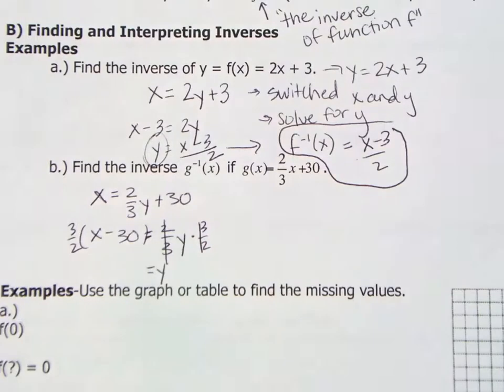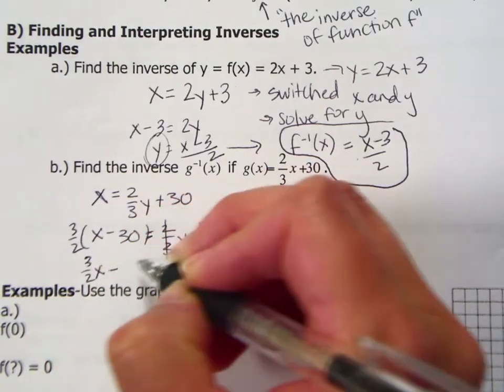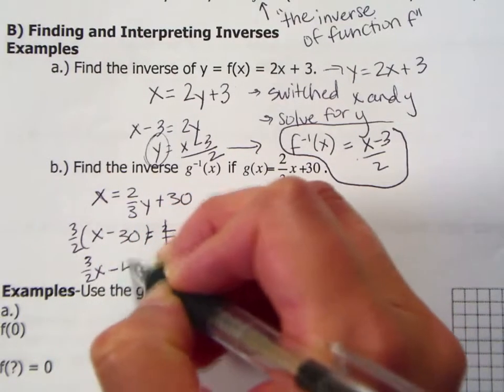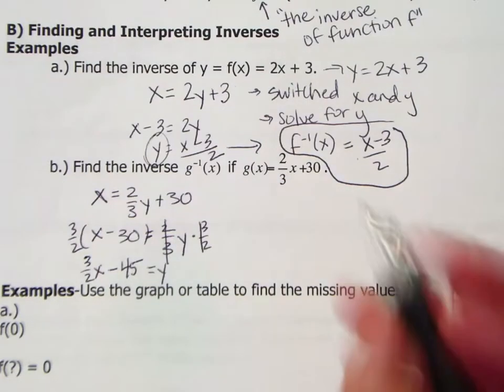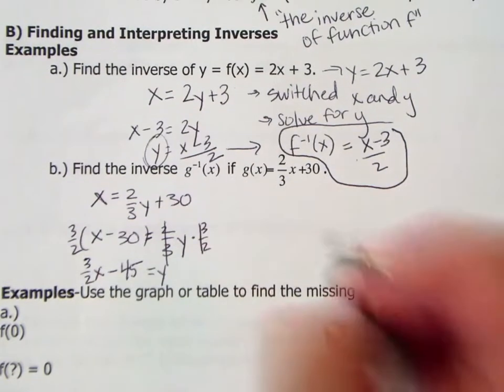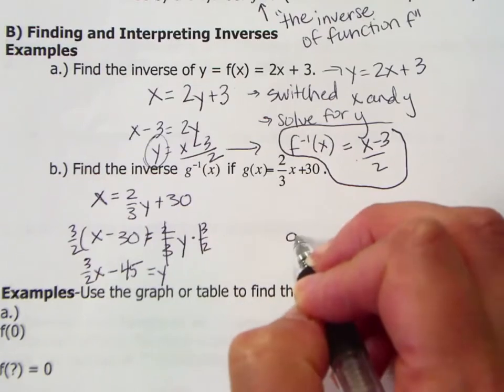So what would that give us, Allie? Oh, 3 halves x minus 45. Minus 45. Okay. And then at the very end, we do what? Change y to, I don't know how to say it out loud. The inverse of g of x.